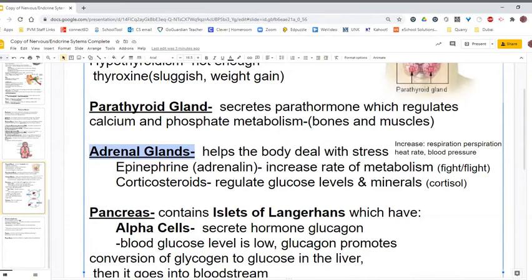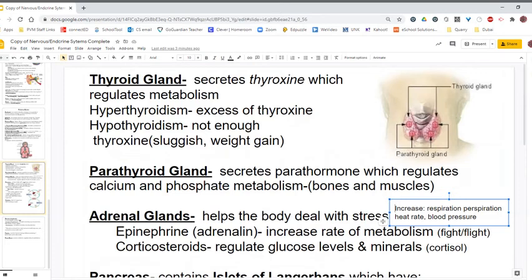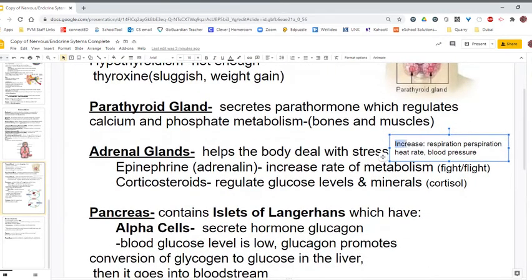Next on this list is the adrenal glands. These help the body deal with stress. This is going to cause the fight or flight response. Sorry about that jump there. What occurs during your fight or flight response? Make a little note in here.